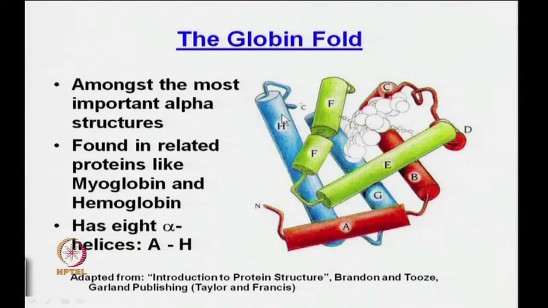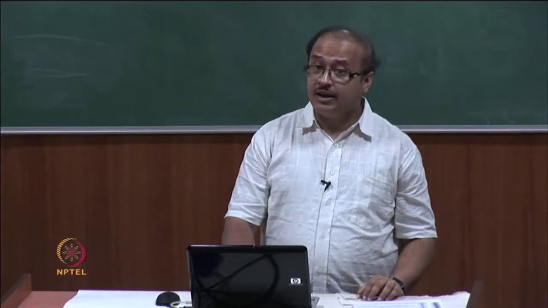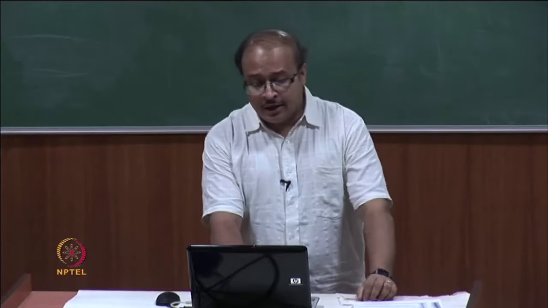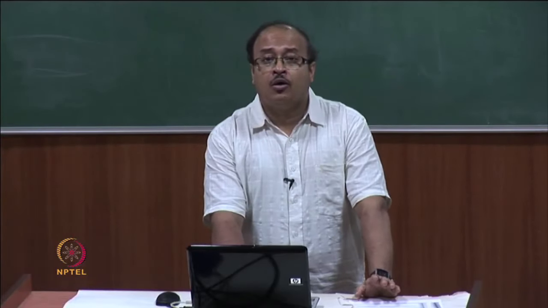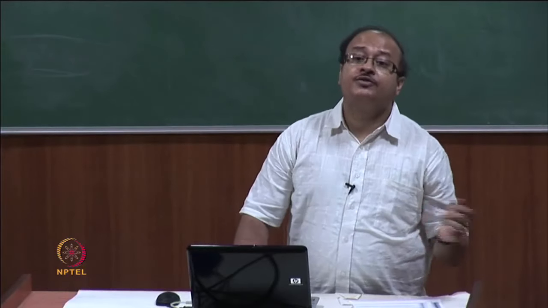So, there are 8 alpha helices, and what is this space filling diagram? This is your heme moiety, and it is connected via a covalently linked proximal histidine to the iron atom, to the F helix. Okay. Now, what is different here as compared to the others? That means the ones you have just come across.